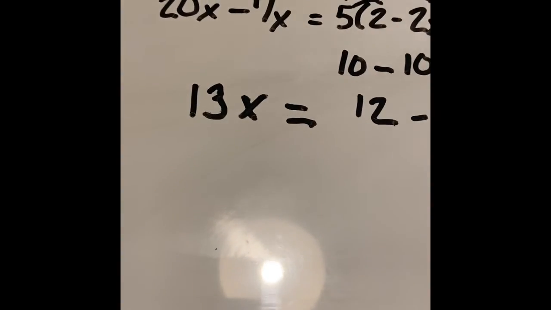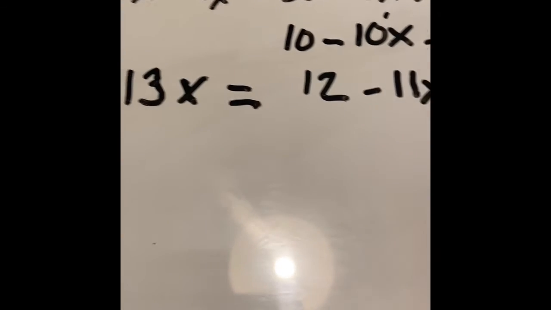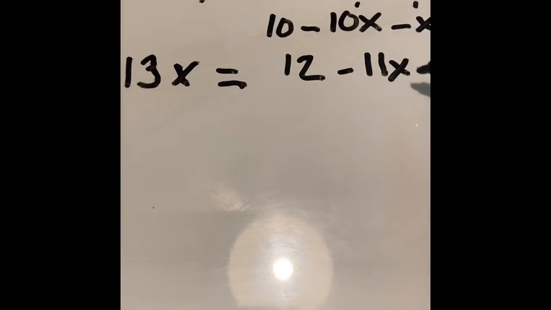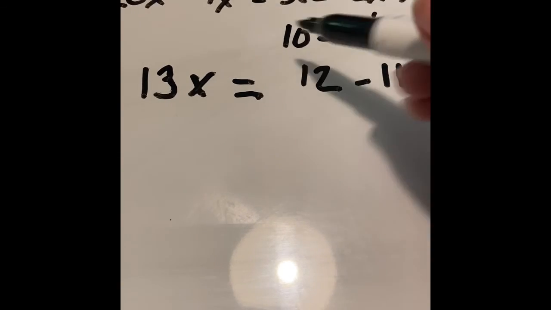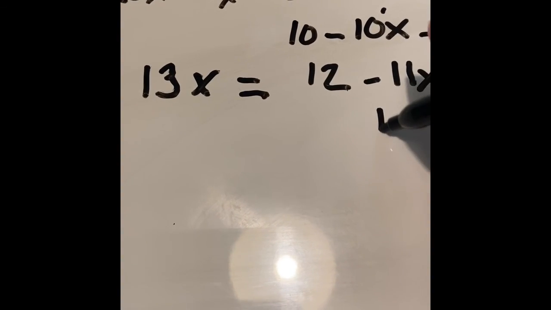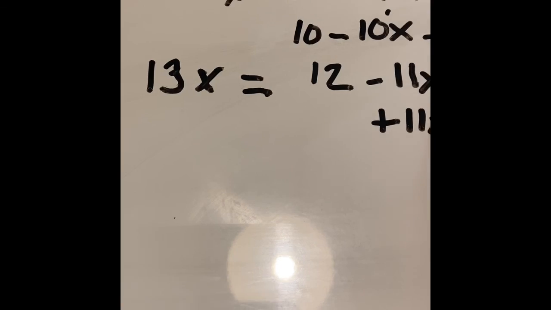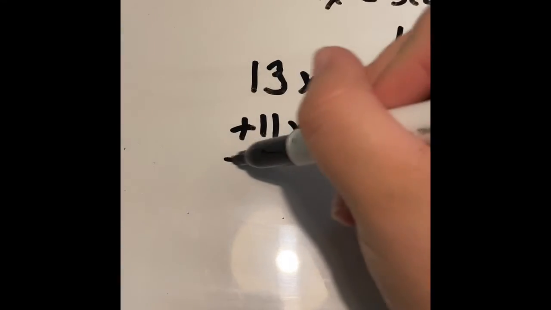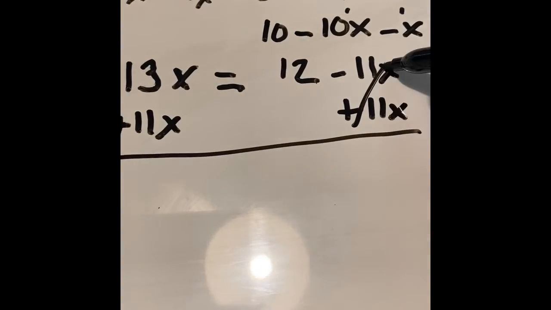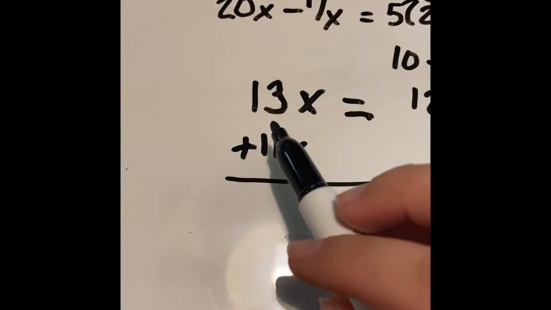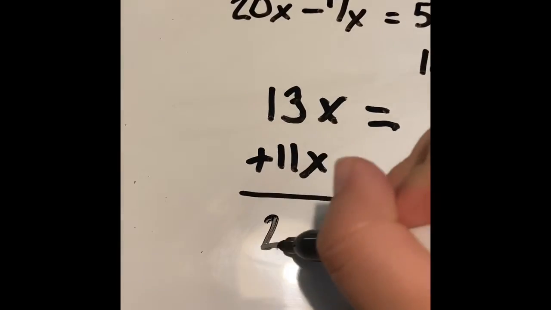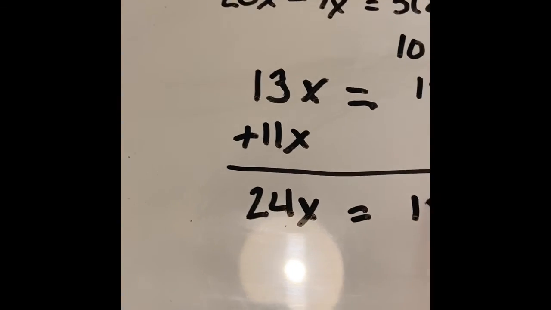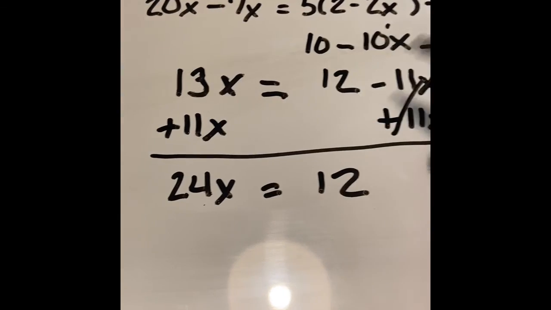So we want to make sure that the variables are on the same side here. So we're going to add 11x to both sides. Add 11x. Add 11x. Alrighty, these cancel, and we got 13 plus 11, that equals 24x. And then this equals 12, because we still have the 12 on the other side.